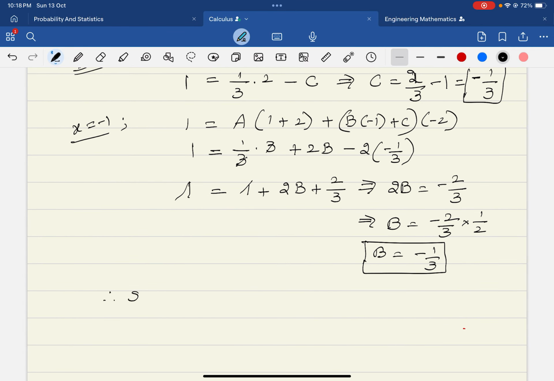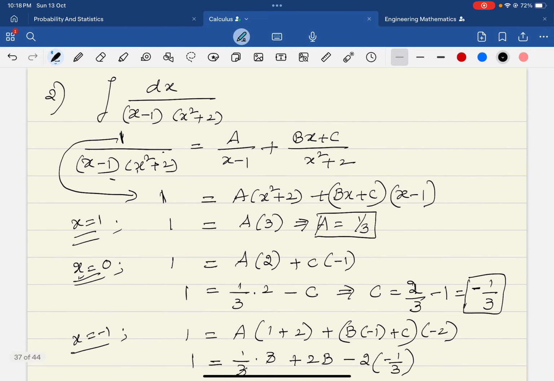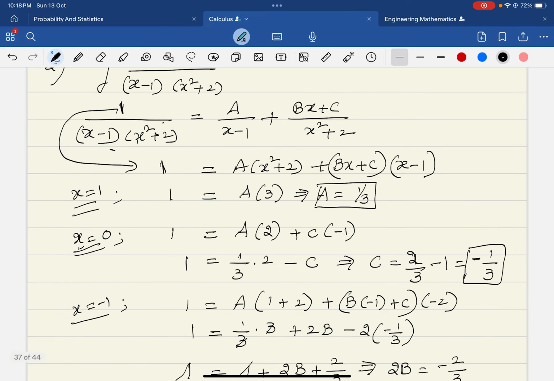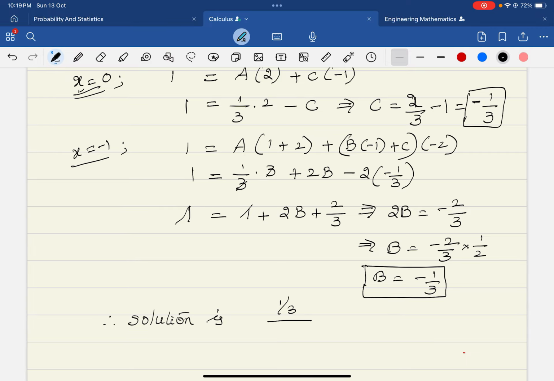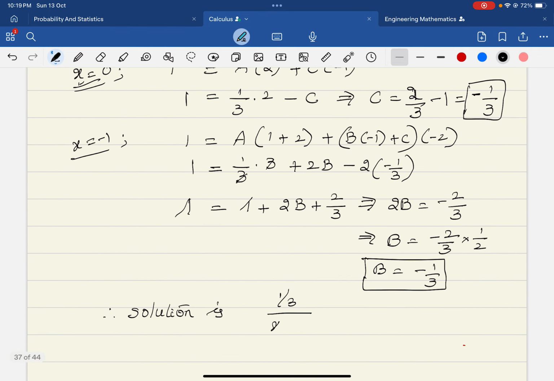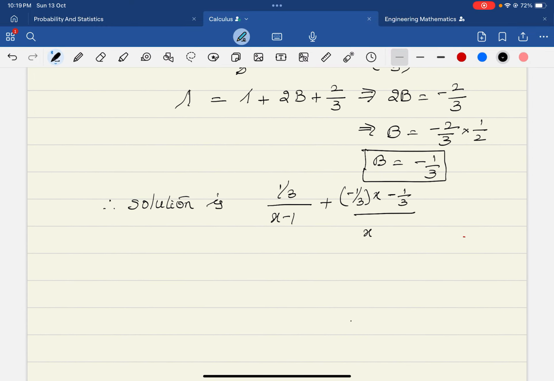So therefore, how to write down the solution now? The solution is, see the first equation: a by x minus 1 plus bx plus c by x square plus 2. So a value is 1 by 3, 1 by 3 by x minus 1, plus bx, that is minus 1 by 3 into x, plus c, c is minus 1 by 3, over x square plus 2. So let us now find out the integral of this whole thing.